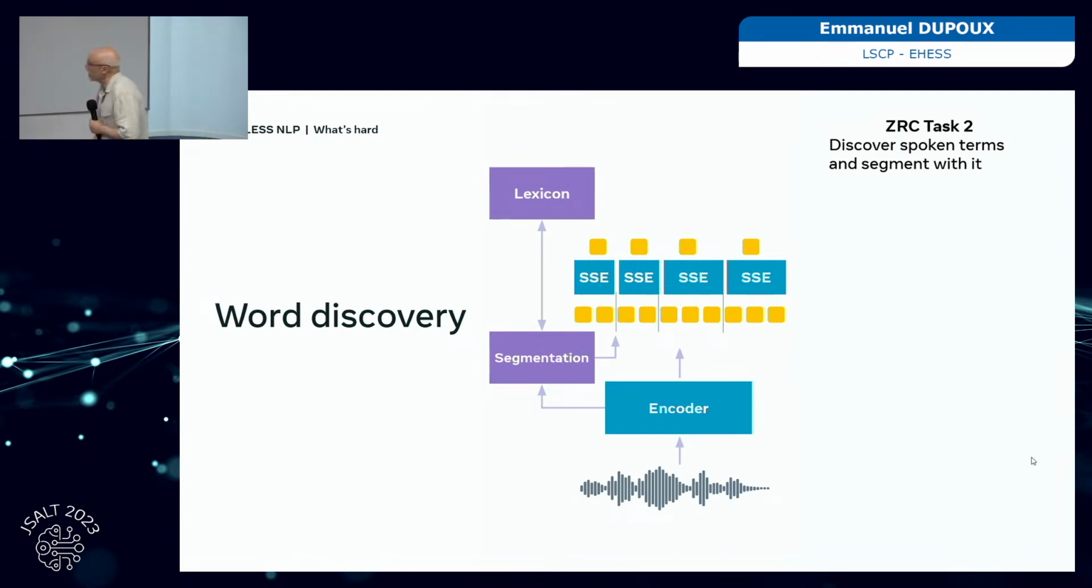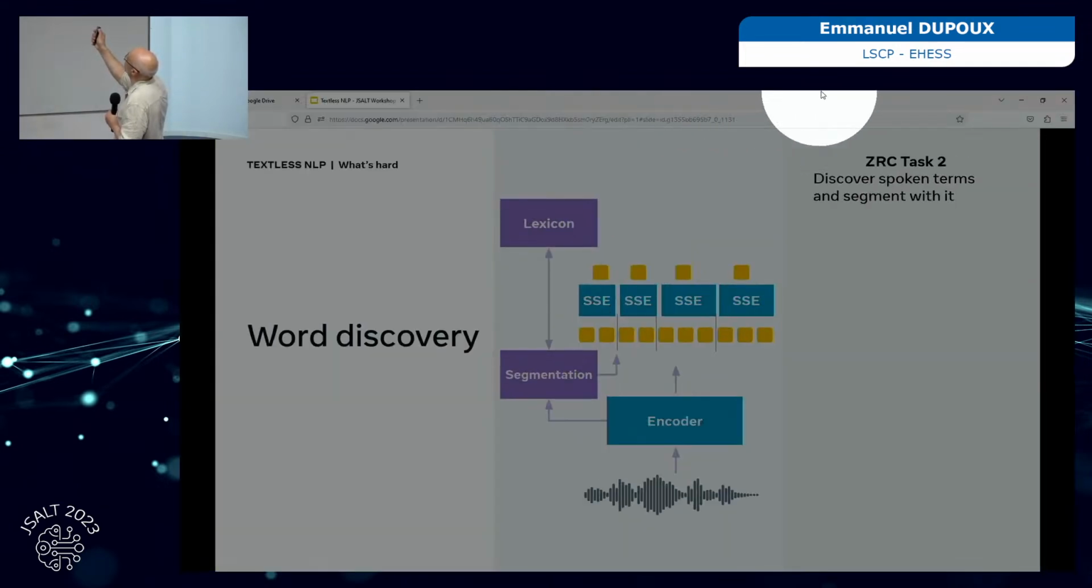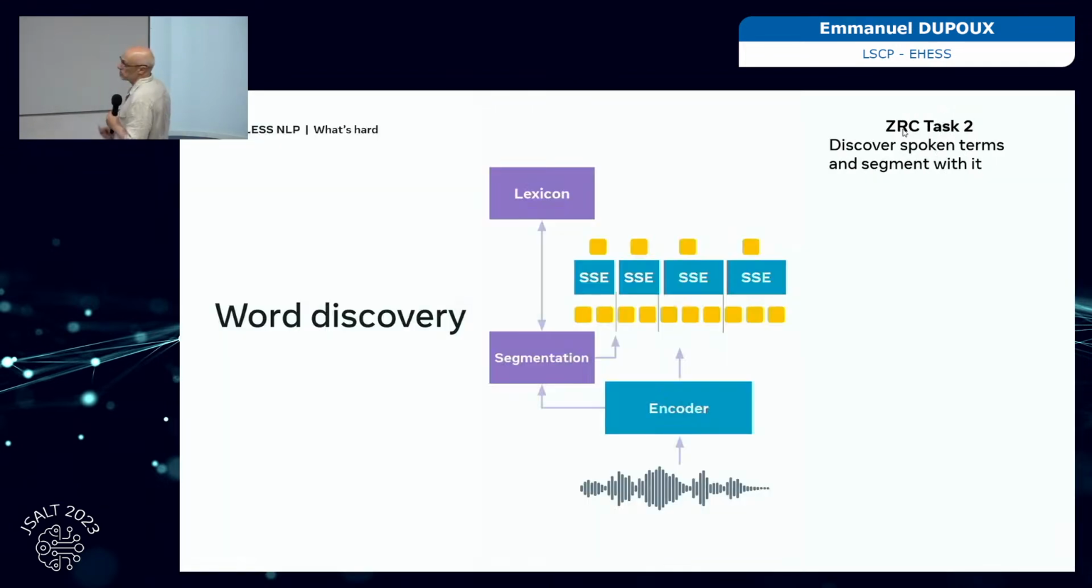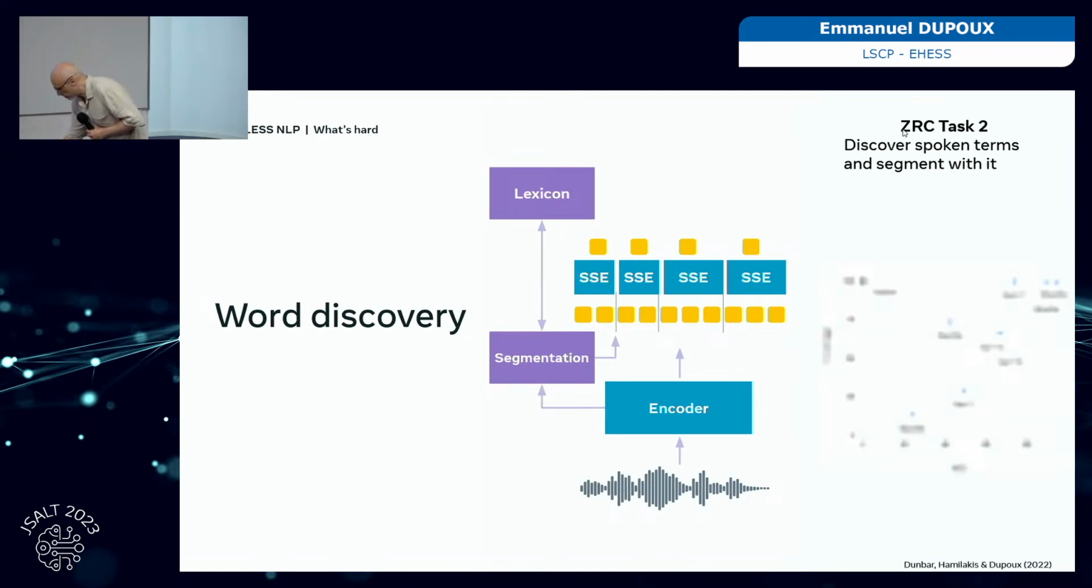So what we're lacking right now is the equivalent of a tokenizer in a language model. And this is actually Task number 2 in the Zero Resource Challenge. It's an early task, but it's actually not being solved at all. It's really very difficult to discover word-size units automatically and use them in a language model. So I'm going to skip on that.